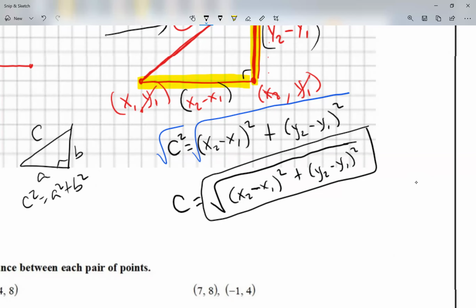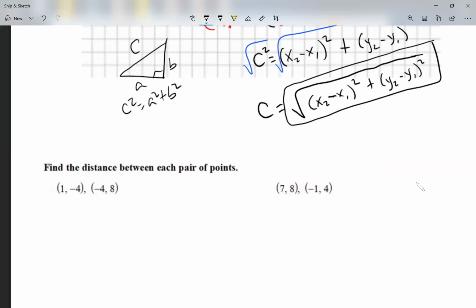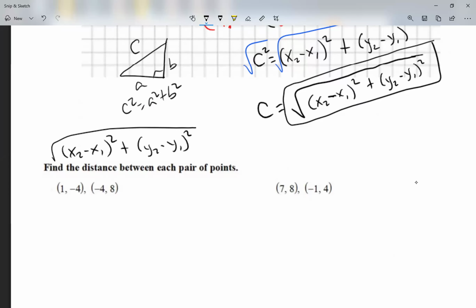Okay. Again, if there's only one thing you guys are going to learn today, please make it this formula. Very, very important. We're going to use this formula even after Unit 7. It's a very, very important formula. Let's learn how to use it. Let me write it over here again. It's x2 minus x1 all squared plus y2 minus y1 all squared, and this is inside the square root.